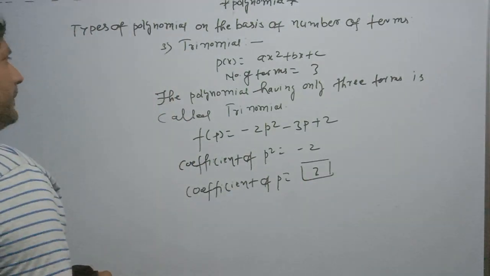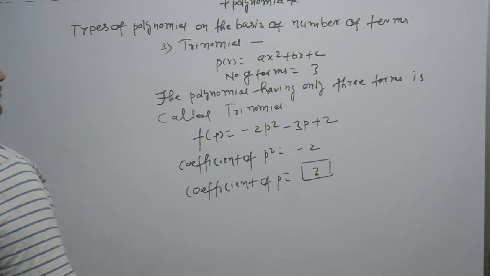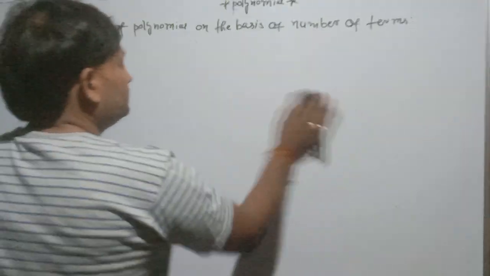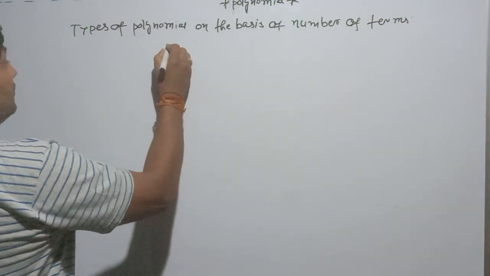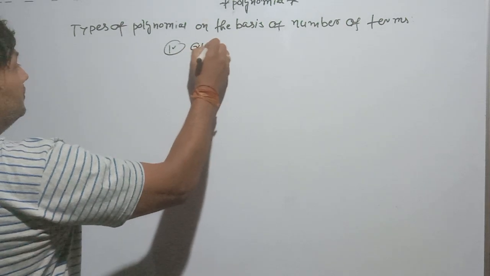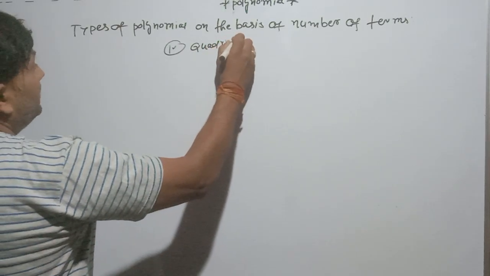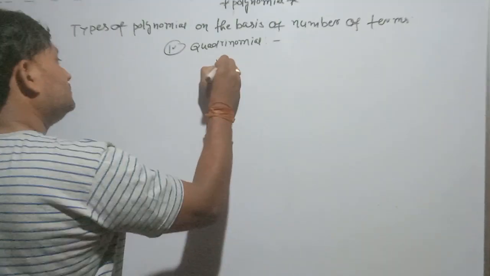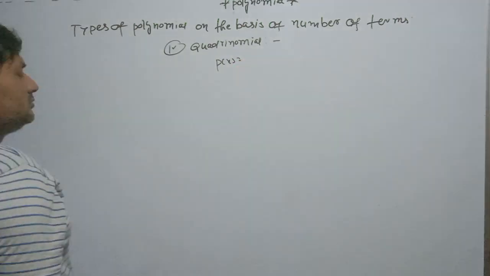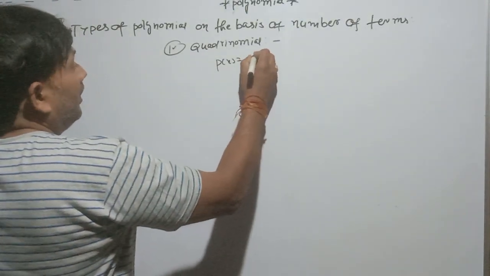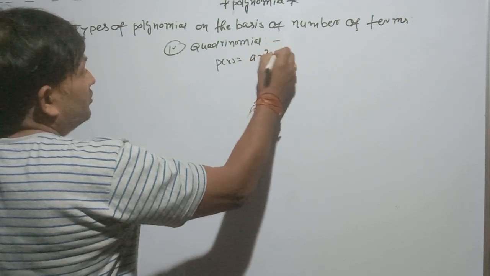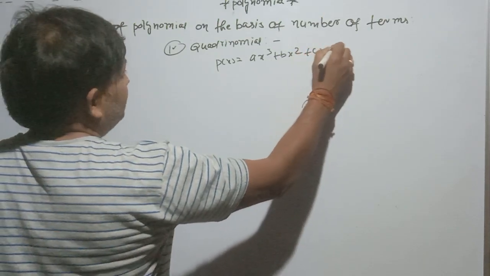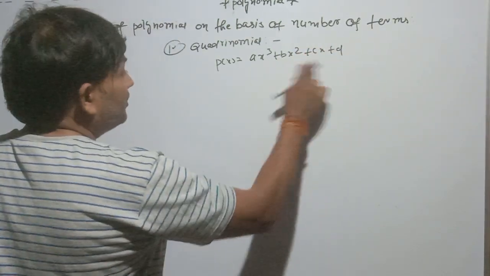Now, the next type of polynomial I'm going to explain. Fourth, quadrinomial. Now, p(x) = ax cube plus bx square plus cx plus d. See how many terms? There are 4 terms.